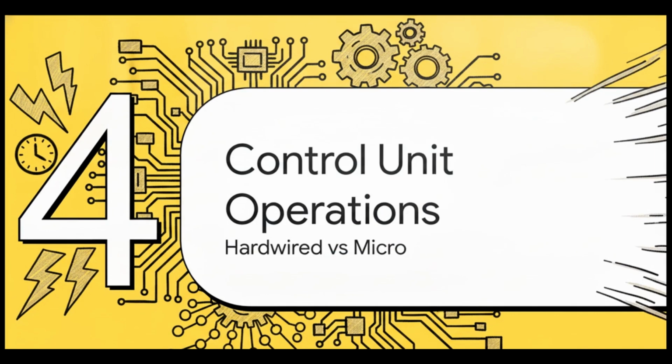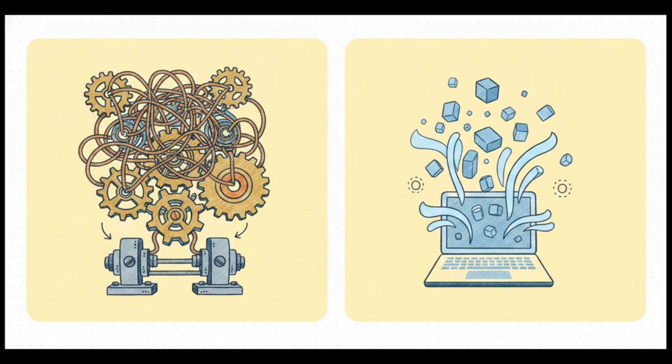All right, let's look at Section 4, hardwired versus microprogrammed. Now this is where it gets incredibly cool, because we're looking at 2 totally different design philosophies for the control unit, aka the manager of our whole factory. On one side we have the hardwired control unit. This relies on state table methods and delay elements.